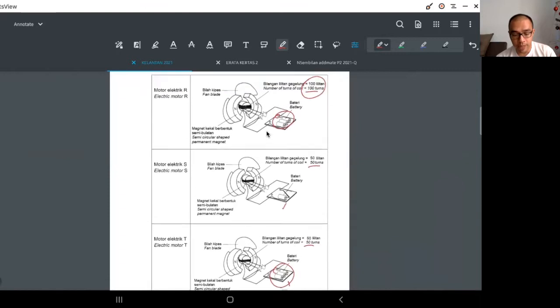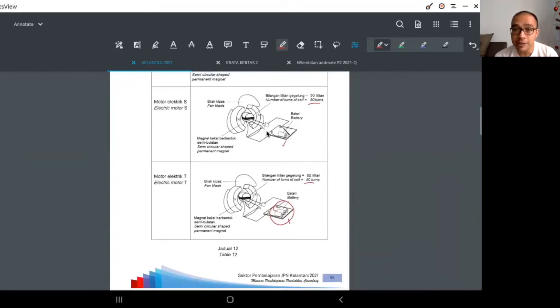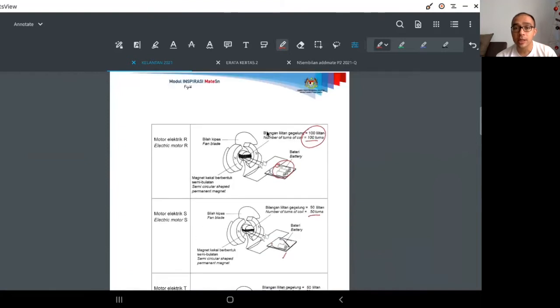If you see, I have circled both in R. And very, very jelas. Okay, obviously S tak boleh and T is half can, but not enough turns. Okay, so this is also another way of analyzing the question. Okay, look at the picture, and then after that circle which one that applies to you.